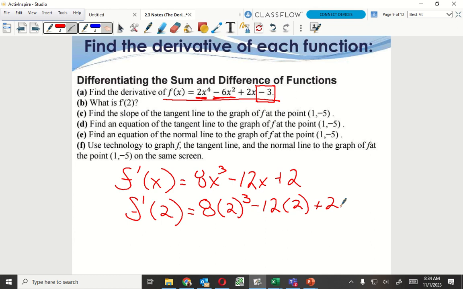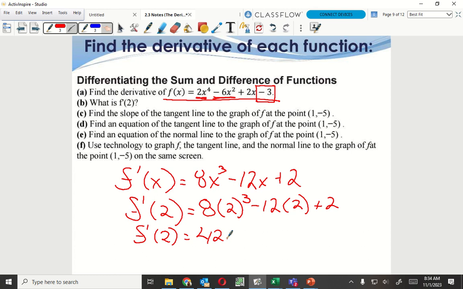All right, so f prime of 2 is going to give me 42, right? You guys agree? Okay, we just plugged it in.